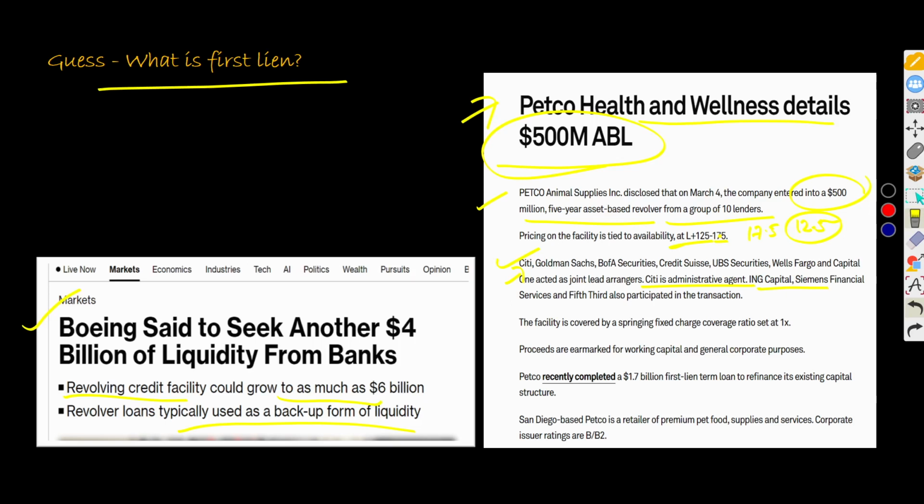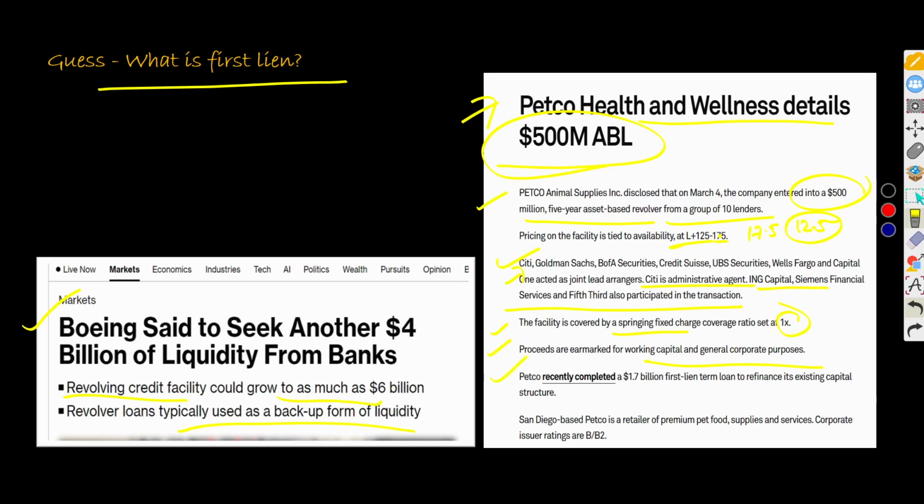ING Capital, Siemens Capital Services, and others will also participate in the transaction, as third-party participants. The facility is covered by a springing fixed charge coverage ratio set at 1x. Proceeds are earmarked for working capital and general corporate purposes. So it means the institution wants this money for different general purposes. Corporate companies apply for credit facilities or revolving credit to meet their general expenses.